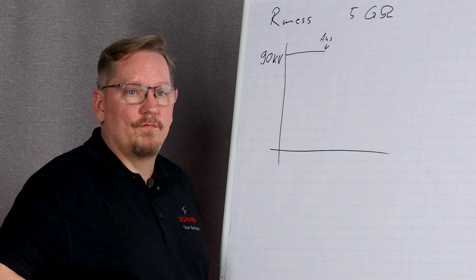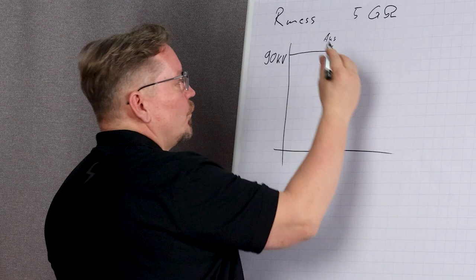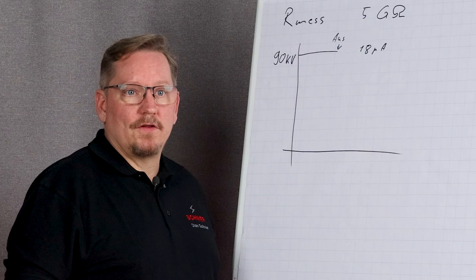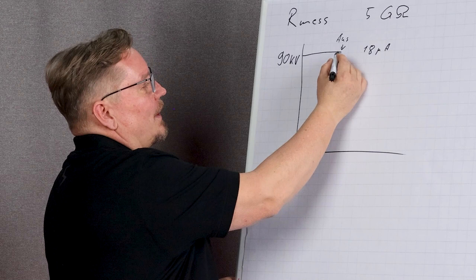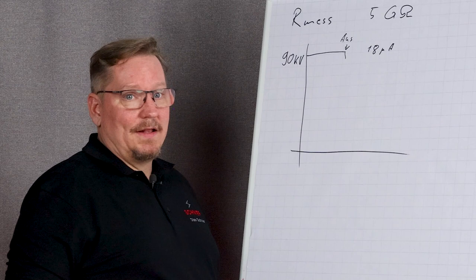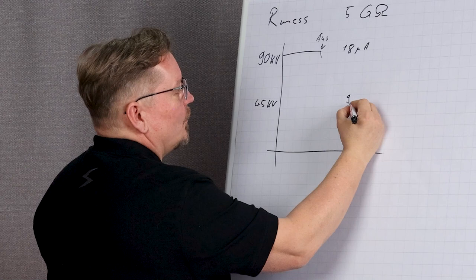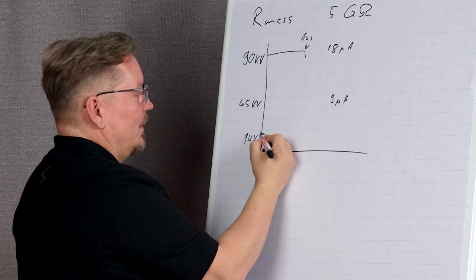I equals U divided by R, meaning 90 kilovolts divided by 5 gigohms equals 18 microamperes. This means that we are discharging with 18 microamperes. It may be accelerated a little at the beginning by the spraying of the spray system, but let's assume the 18 microamperes. And as the voltage decreases, the discharge current also decreases. For example, at 45 kilovolts, we have 45 kilovolts divided by 5 gigohms. This means we are still at 9 microamperes, and correspondingly at 9 kilovolts, we are still at 1.8 microamperes.